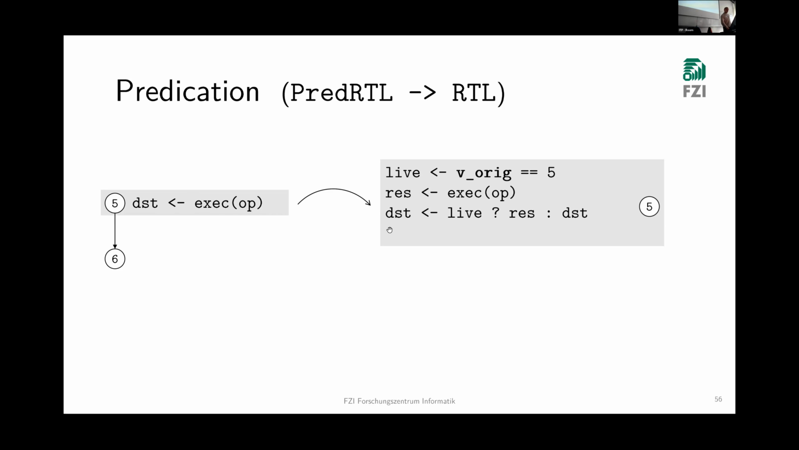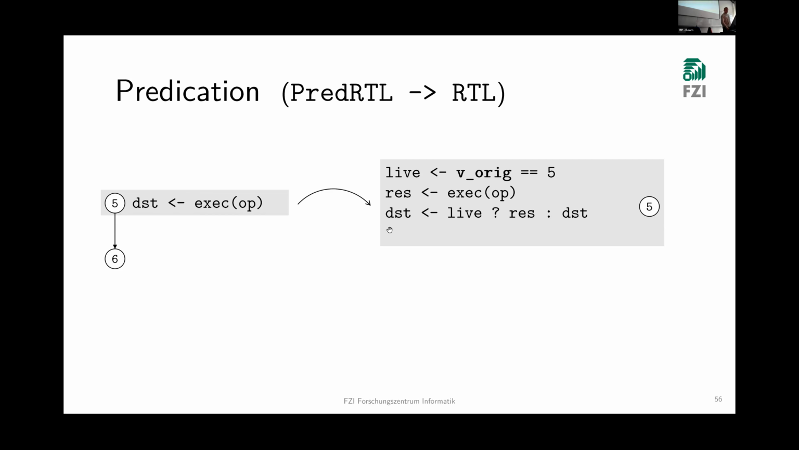And then we actually do the predication of the assignment. So we execute the operation, and then we assign the result to dest when we are live. Otherwise, dest is left unchanged. And now we know that this execution of the operation doesn't crash, because we have just had this restriction on the safe operations. So we know that this operation always succeeds.